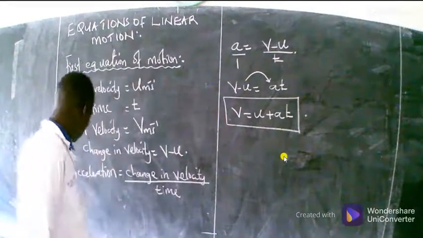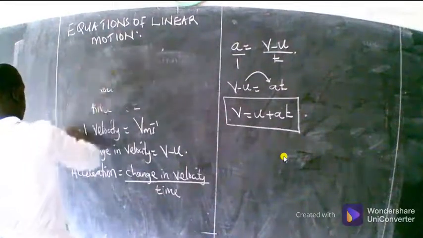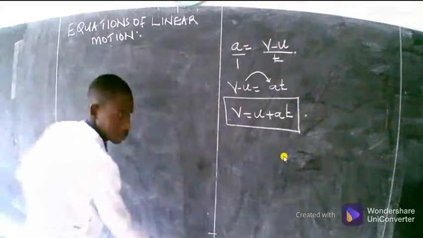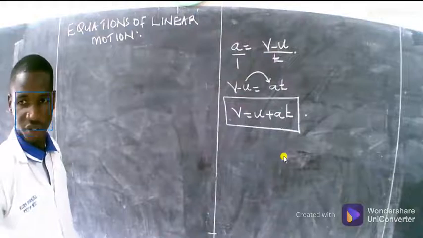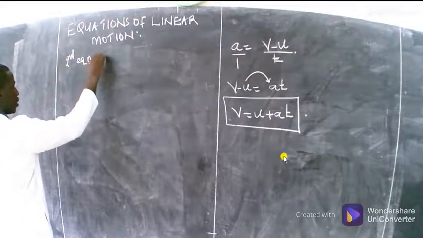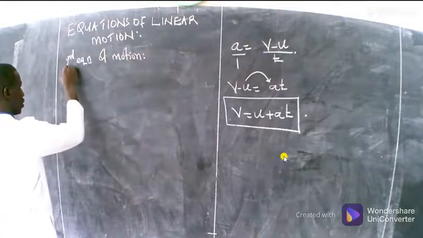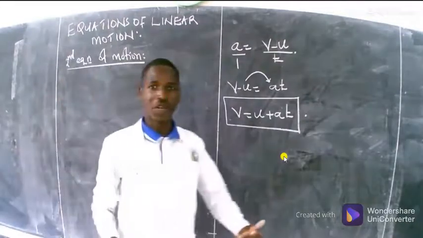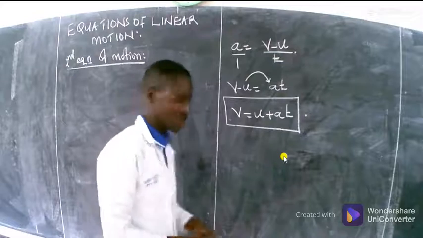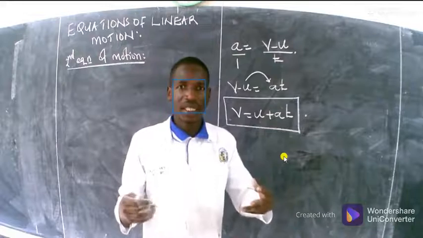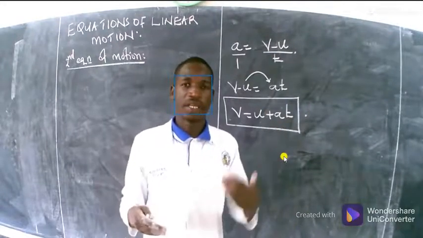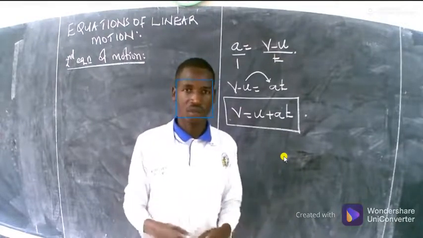Fine, let's look at the second equation of motion. Of course, this one is like a ladder. You cannot go to the second equation when you don't know the first equation, okay? So we need to first know the first equation of motion before you go to the second equation of motion. Now, the second equation of motion gives us the distance traveled by a body in a certain time t. That is the second equation of motion.